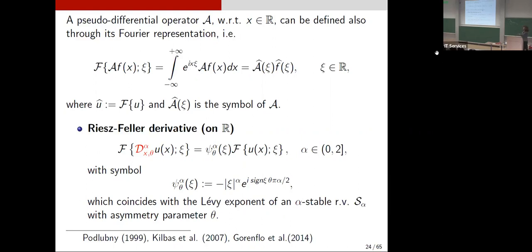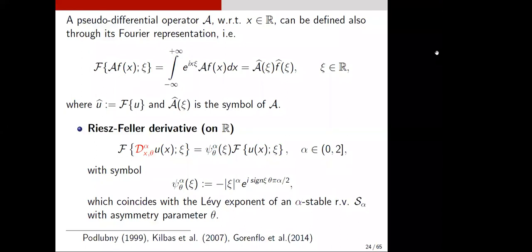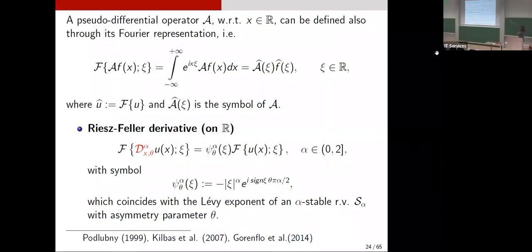The definition of the Riesz-Feller derivative is given in a different way with respect to the previous ones, because it is given by means of its Fourier transform, its Fourier representation. So a pseudo-differential operator A can be defined by means of its Fourier representation in this way. And in this case, A hat is called the symbol of this differential operator. I will denote by hat the Fourier transform of a function or of an operator.